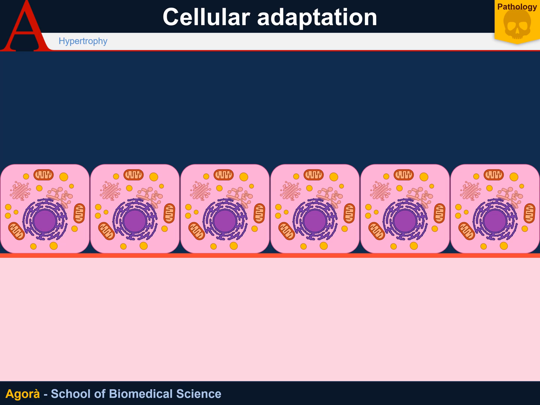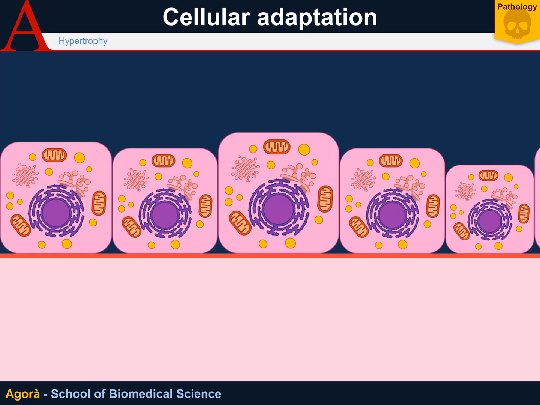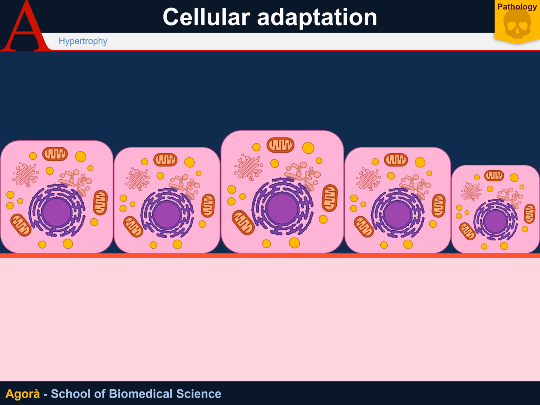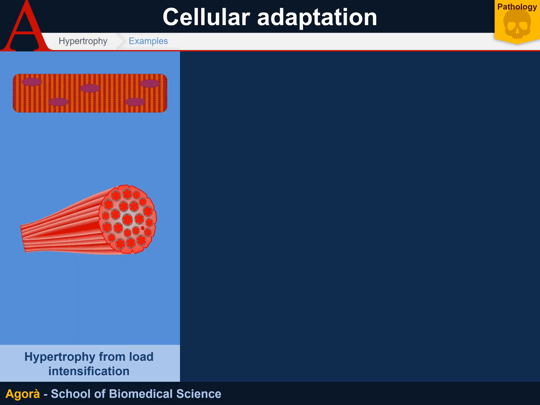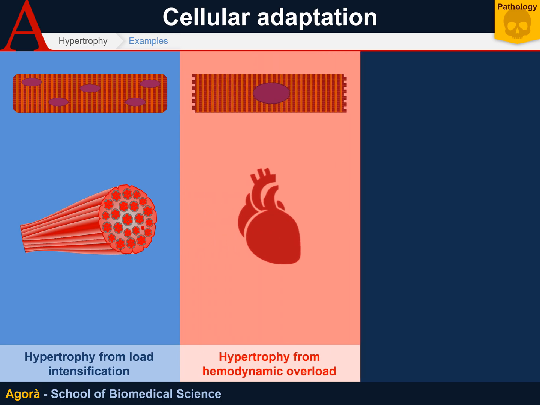Hypertrophy is defined as an increase in the cell volume and consequently an increase in the tissue volume. Hypertrophy may be due to a number of stimuli. Common examples are hypertrophy from loading on the striated skeletal muscle, which occurs, for example, with training, and hypertrophy from hemodynamic overload, which is caused by a chronic hemodynamic overload and leads to a cardiac muscle hypertrophy.